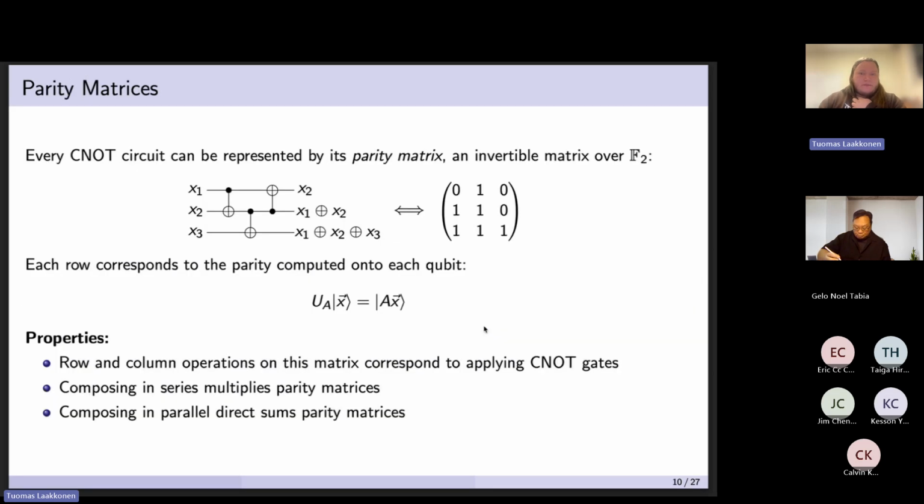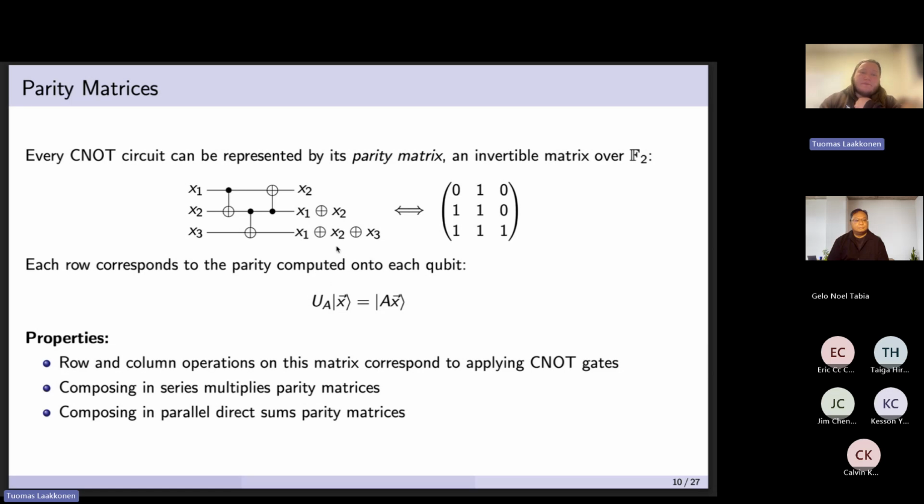So first I'm just going to give a bit more background about CNOT circuits specifically, since we're going to be talking about them so much. CNOT circuits are composed of only these CNOT gates, which have a control and a target. I've got this example on the left with 3 gates. The effect of a CNOT circuit, also called a linear reversible circuit, is to apply a linear transformation to the input bit string that you're applying the unitary to.